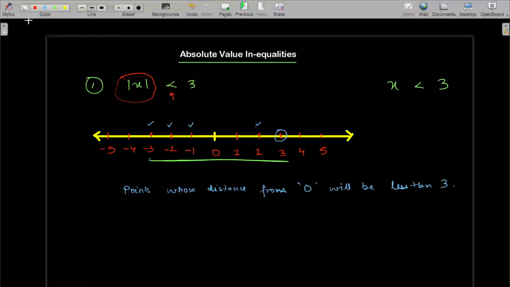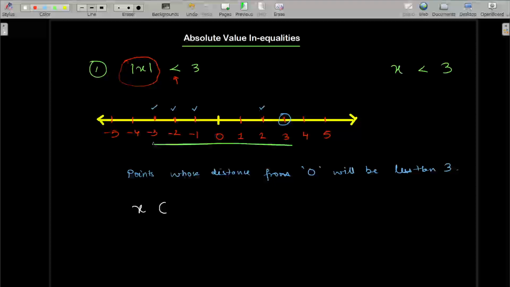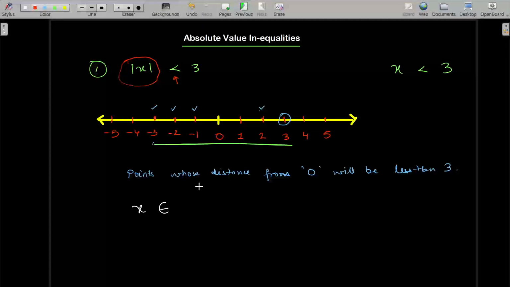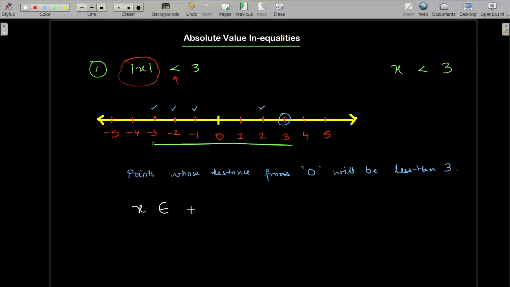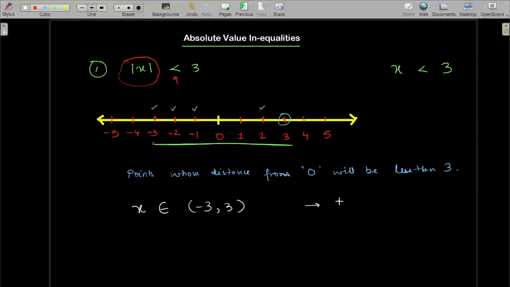So the way to write the solution is that x belongs to the interval. Now there are two types of notations, Anishka, and you can get the options in any form. One is called the interval notation, so I am writing this: x belongs to -3 to 3. This is called the interval notation.